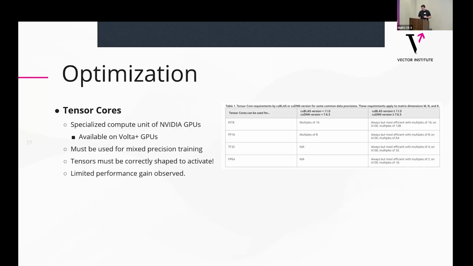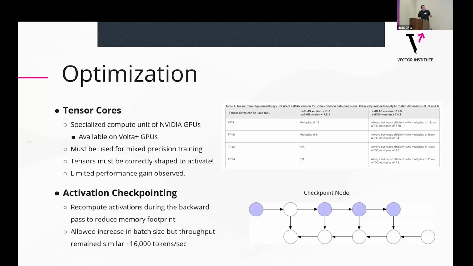In terms of some other optimizations that are implemented, Tensor Cores are a specialized compute unit that's available in more recent NVIDIA GPUs to facilitate things like mixed precision training. But there are some gotchas in terms of how tensors need to be shaped in order to take advantage of them. So that's implemented, as well as activation checkpointing, which in our case didn't really increase our throughput, but it allowed us to increase our batch size. So there's different things that you can take advantage of there as well.